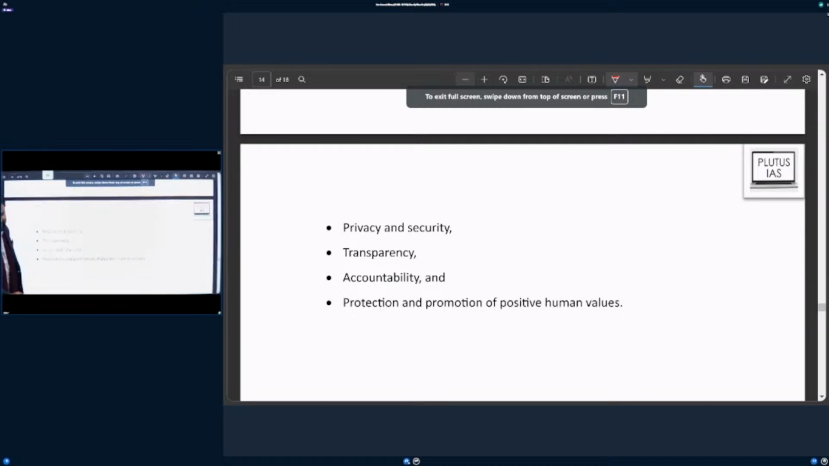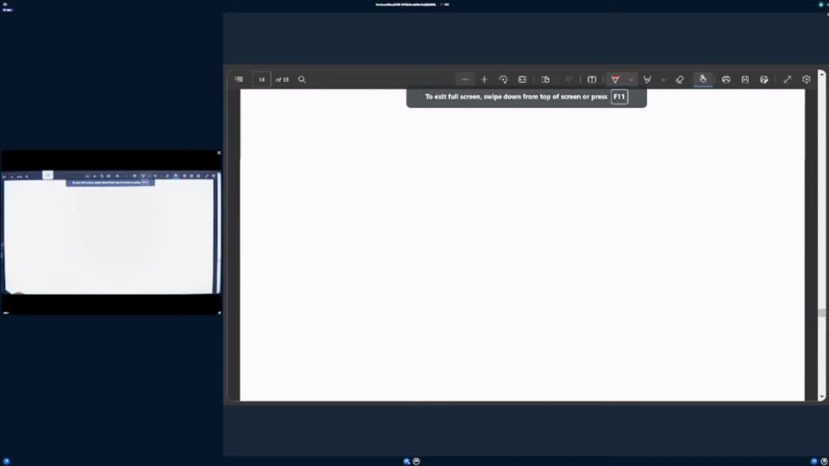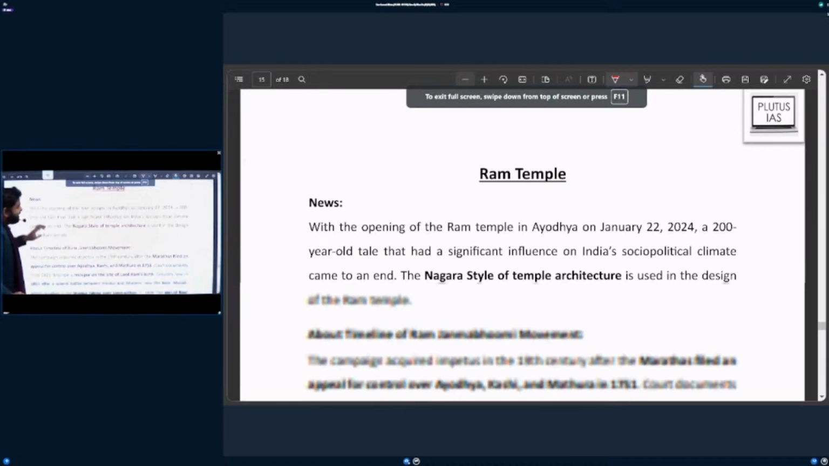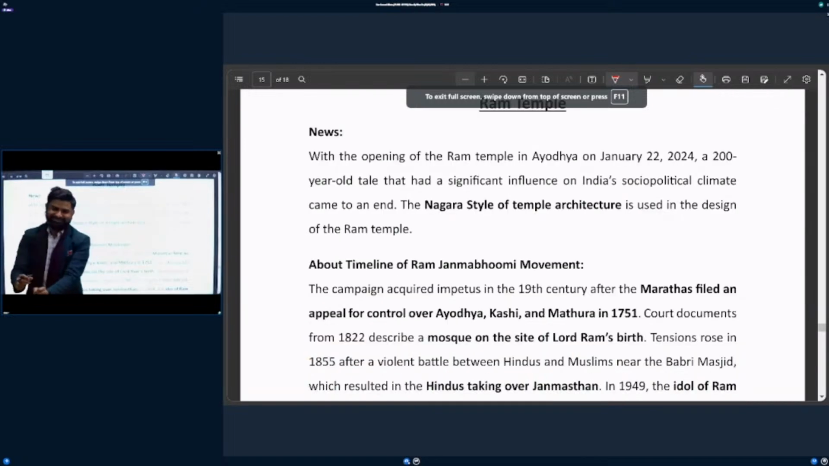चलिए, एनीवे क्लियर है. लेट्स कम टू द लास्ट न्यूज. लास्ट न्यूज इज द मोस्ट इंपॉर्टेंट टॉपिक ऑफ दिस अर्थ राइट नाउ, राम टेम्पल.